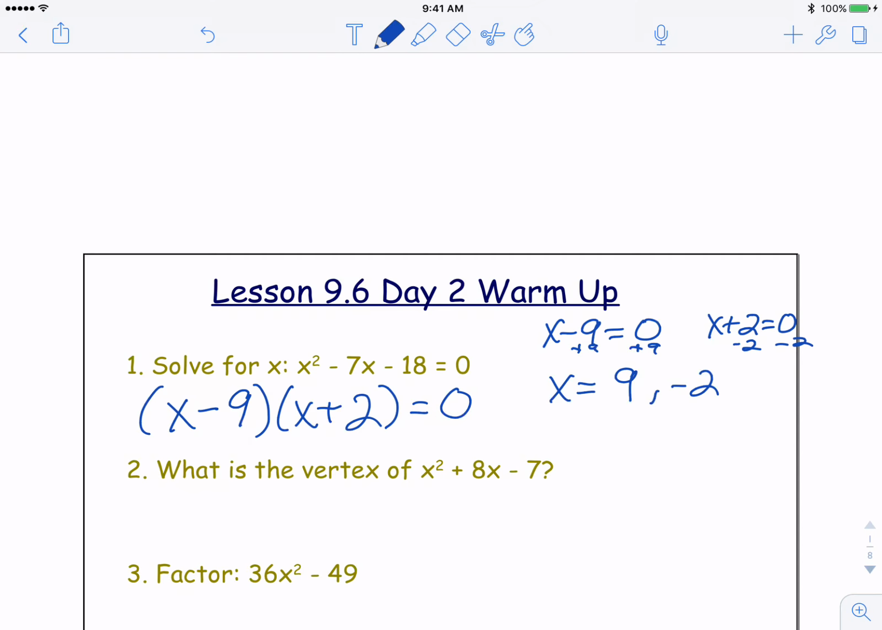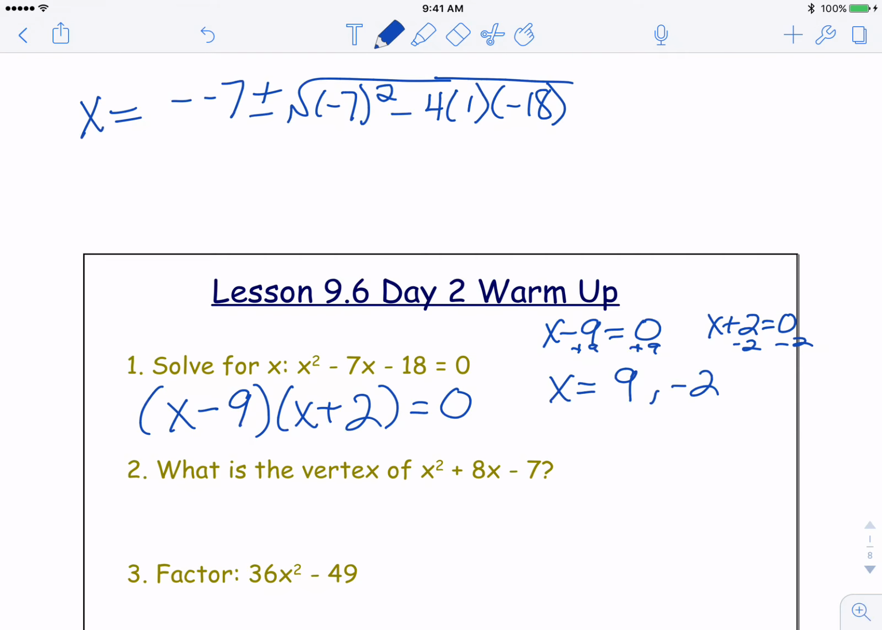Third option would be to use the quadratic formula. Remember, quadratic formula is x equals negative b plus or minus the square root of b squared minus 4ac all over 2a. After substituting in those a, b, and c values, we would get x is equal to negative 7 plus or minus the square root of negative 7 squared minus 4 times 1 times negative 18 all over 2 times 1.